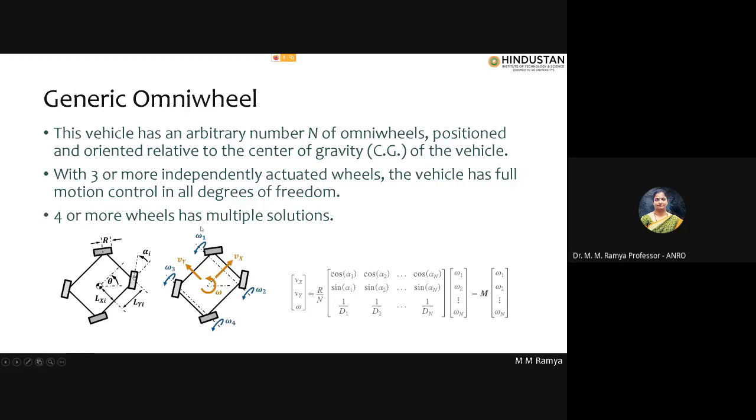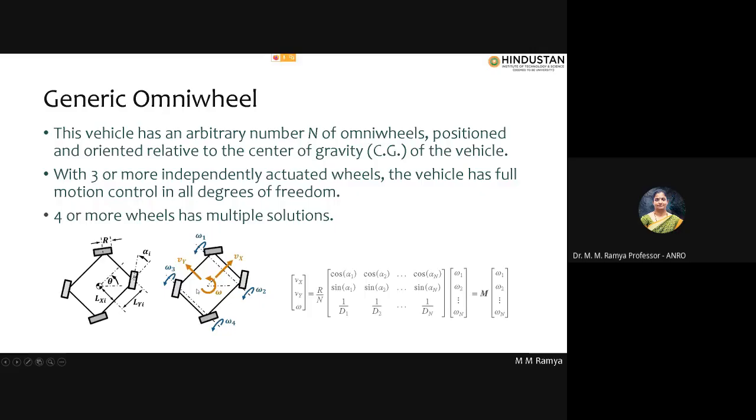Now, if you have four or more wheels, you will come up with multiple solutions. What is a multiple solution? Here again, we have a homogeneous matrix for transformation, where the number of columns is not known, because if I have n wheels, you will have n columns as well. Each wheel is going to have its own velocity. Each wheel has an angular velocity that allows the robot to move along the X and Y axis. So there is a speed at which it is going to move along X, a speed along the Y axis, and apart from that, the overall angular turn that the robot makes.